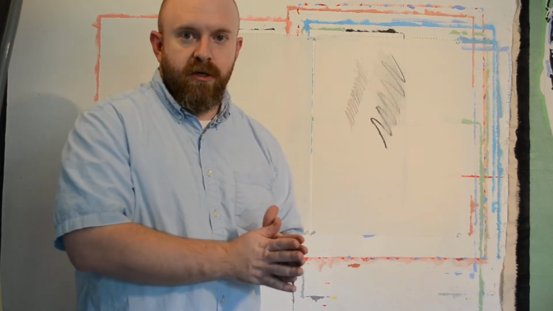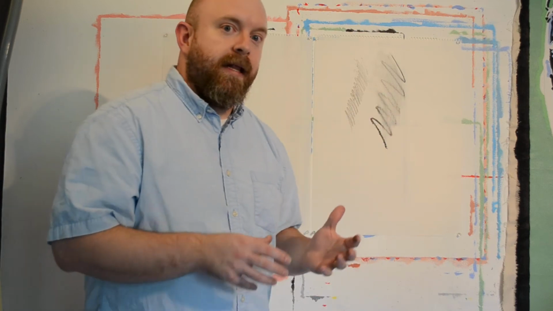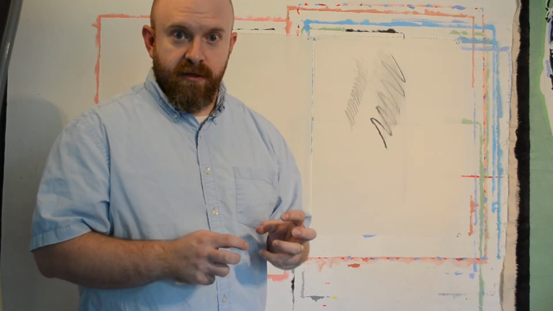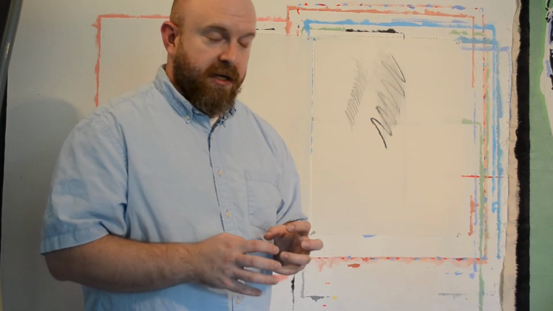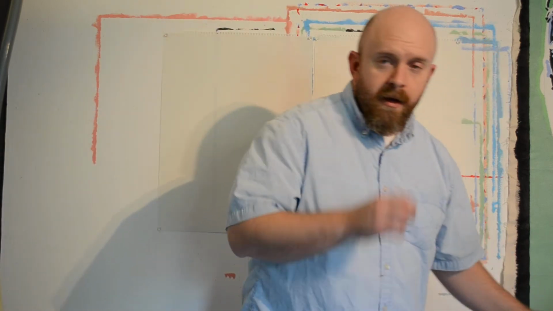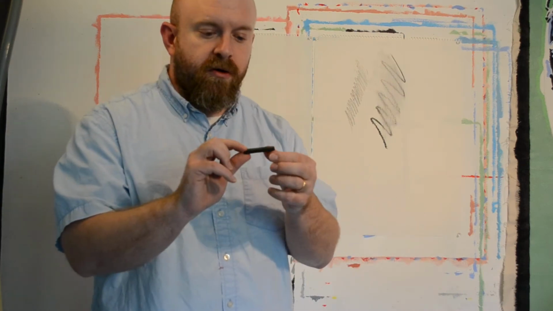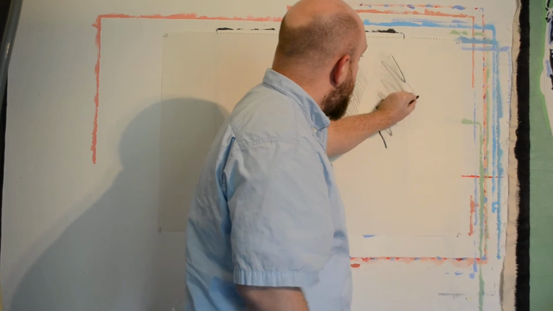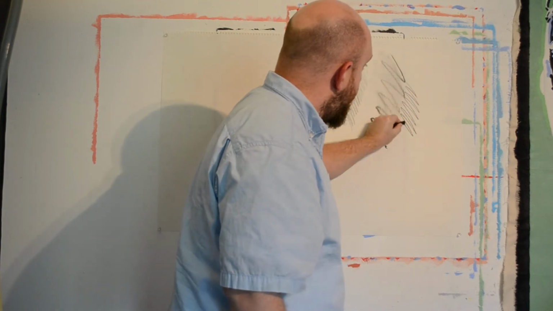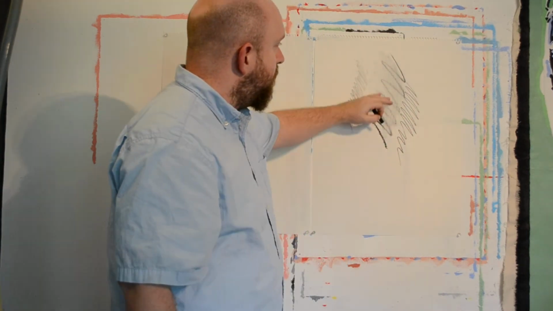Another solution is to use a textured paper, and that texture will help to hold on to the charcoal and hold it into place. There are different versions of charcoal. This one is a compressed charcoal stick. So you can see the difference in the line. It's much crisper. It's also slightly darker.